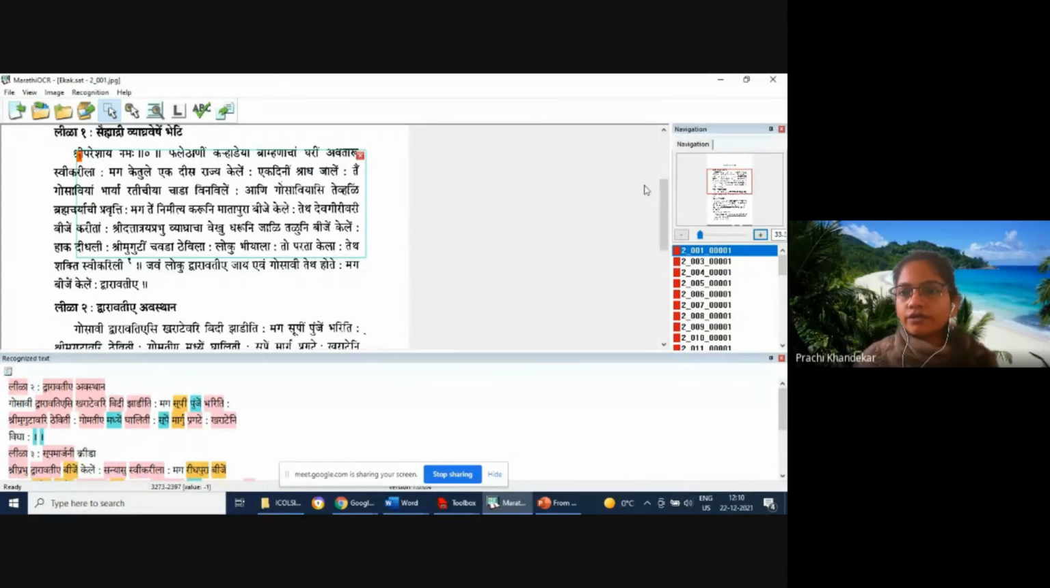So this is how an OCR looks like. This is the high resolution scan that I was talking about. You select the part that you want to scan, and then you click on this button. The text recognition starts, and this is the recognized text.